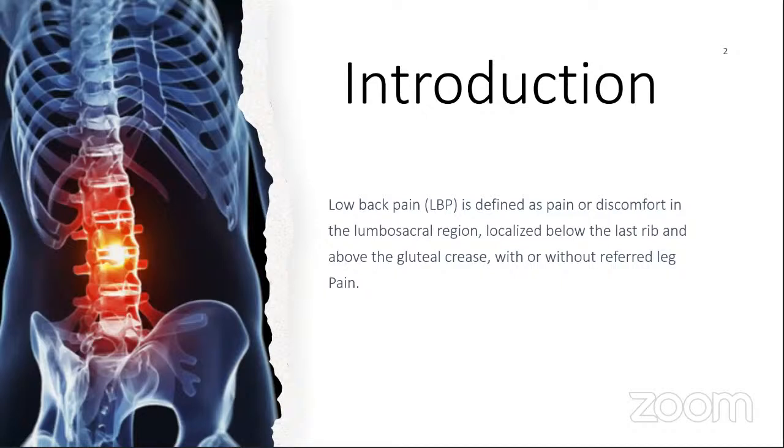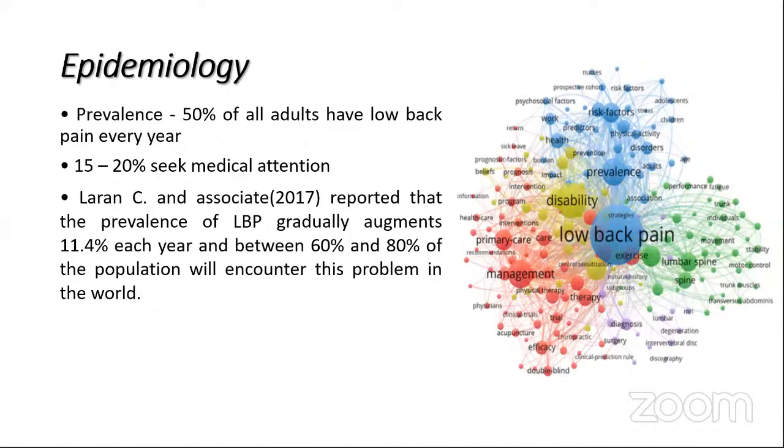once in a life. Okay, so the prevalence rate or epidemiology for this low back pain is that 50% of all adults have low back pain every year. 15 to 20% seek medical attention, and according to Lawrence C. and Associates in 2017, the prevalence of low back pain gradually augments 11.4% each year, and between 60 to 80% of the population will encounter this problem in the world.